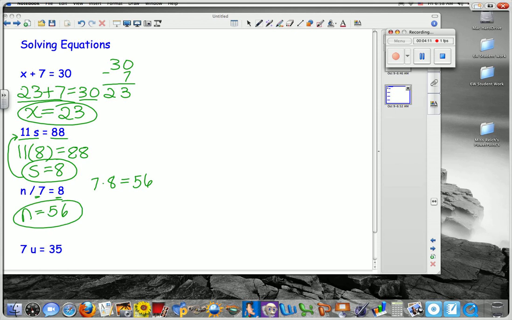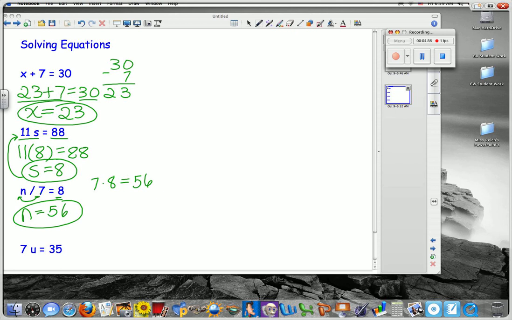And see if it works. Does 7 go into 56 8 times? Well, if you know your math facts, you know that it does. Remember what I said. If you are having trouble with your math facts, please take some time, sit down, and go through them, because knowing your facts fluently will definitely help you with solving equations.